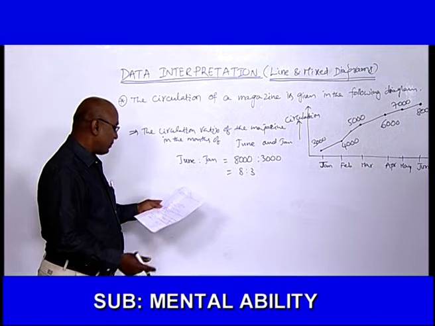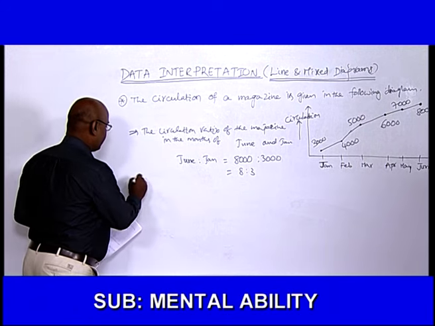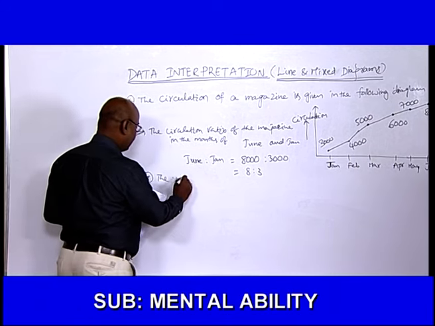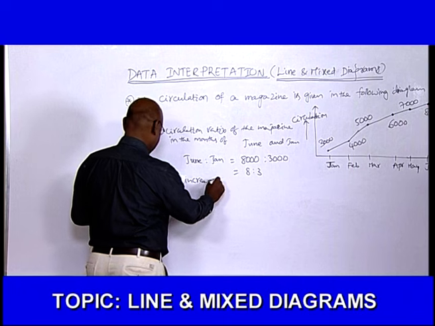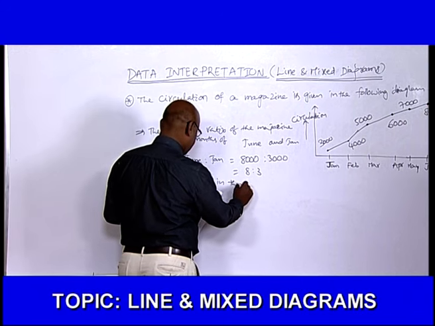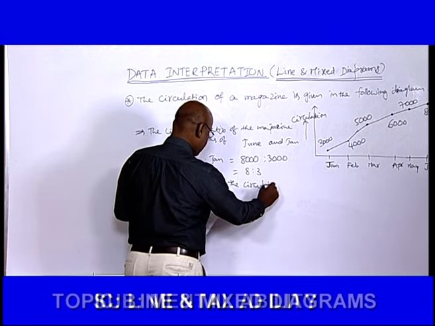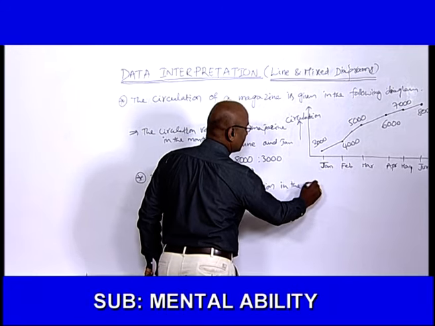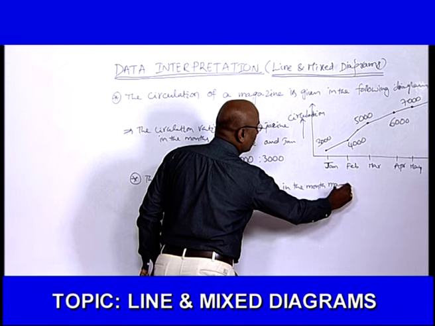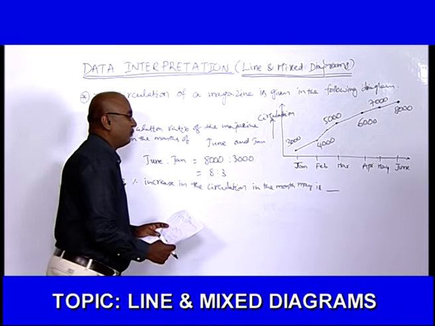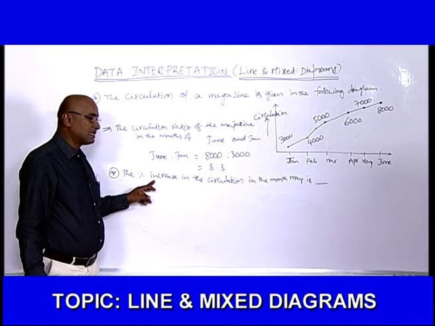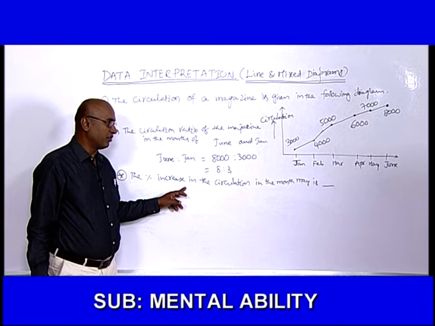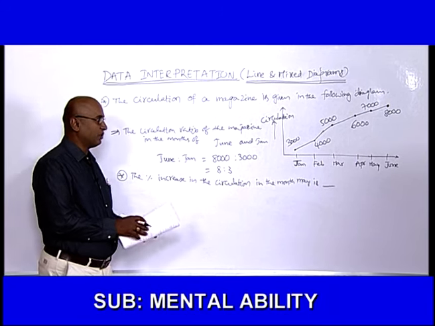Now the percentage increase in the next question. The percent increase in the circulation in the month of May is. What is the percentage increase of circulation in the month of May, he is asking. The percent increase in the circulation in the month of May is. What is the percentage increase in the month of May.